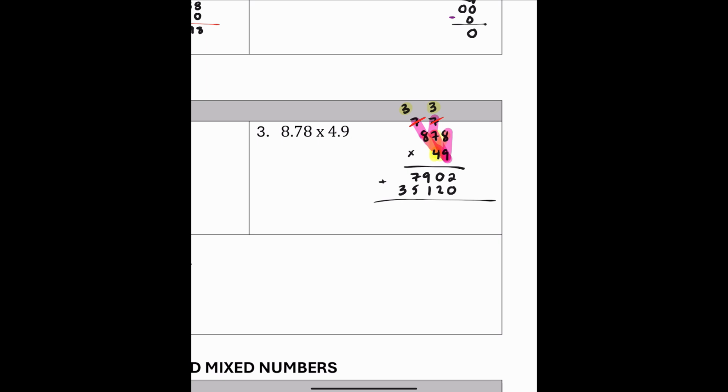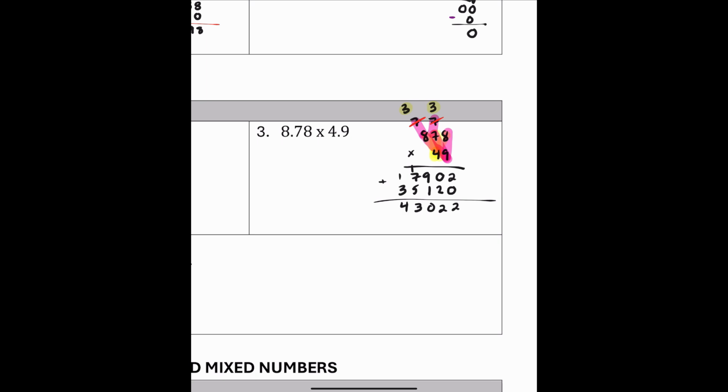2 plus 0 is 2. 0 plus 2 is 2. 9 plus 1 is 10. Then we carry the 1, so it's 1 plus 7 plus 5. That's 13. So we're going to carry the 1, so 1 plus 3 is 4.